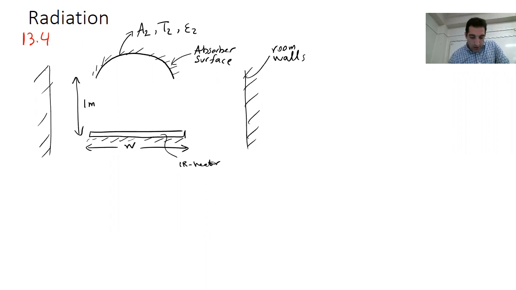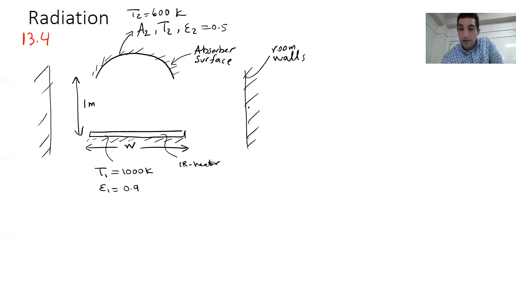So the temperature of the heater, so this is T1, is 1000 Kelvin. And emissivity of this heater is 0.9. The absorber is at 600, so T2 is 600 Kelvin, and emissivity epsilon 2 is 0.5. The system is in a large room whose walls are at 300 Kelvin. So let's call this T3, 300 Kelvin.